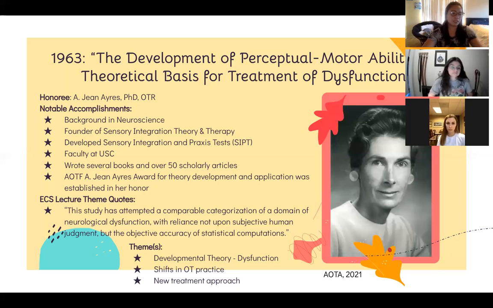During the mid-20th century, the OT profession was in a reductionist era and used the traditional medical model, which was evident in the many developmental theories that came out during this time period. Ayers's new treatment approach theory was an important one, and one of the many that began to come out during this decade due to the increased focus on scientific evidence and research in the field of OT. So the themes that I placed her lecture in were developmental theory about dysfunction, shifts in the OT practice, and a new treatment approach.